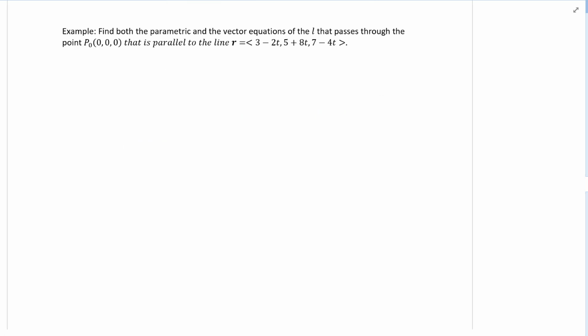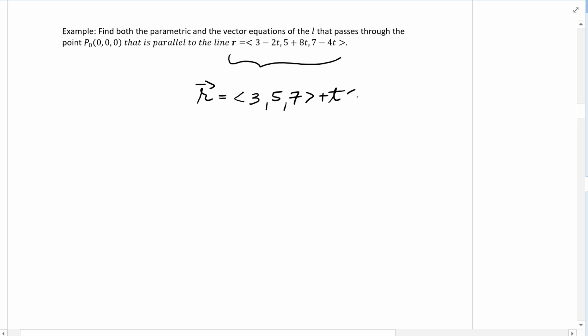Let's see one more problem. Find both the parametric and the vector equations of the line L that passes through the point P0, coordinate 0, 0, 0, and is parallel to the line r equals 3 minus 2t, 5 plus 8t, and 7 minus 4t. So we start with this r, and we write it as 3, 5, 7 plus t times -2, 8, -4. This here is the direction vector that is parallel to our line and that we are going to use in our formula.